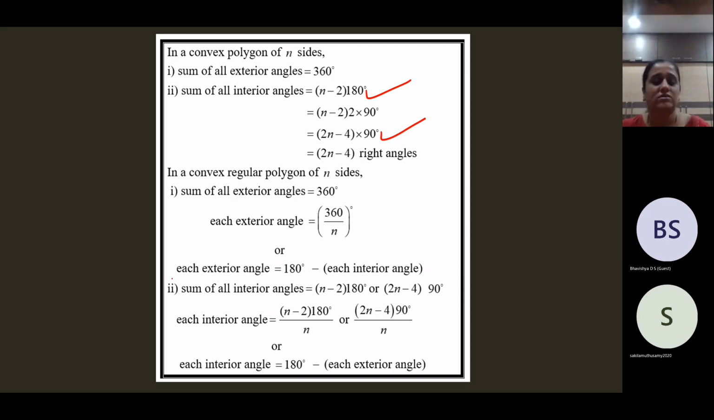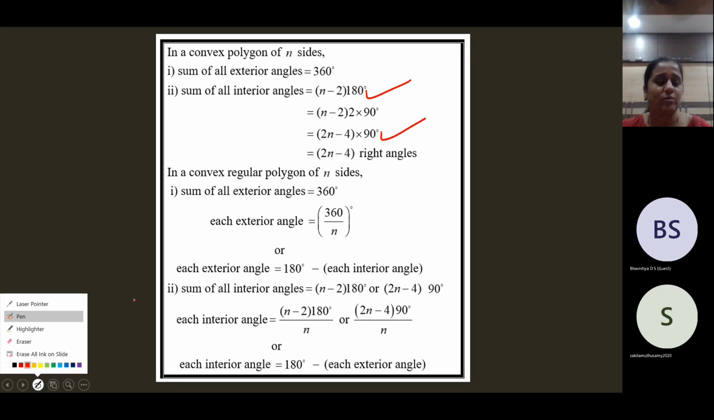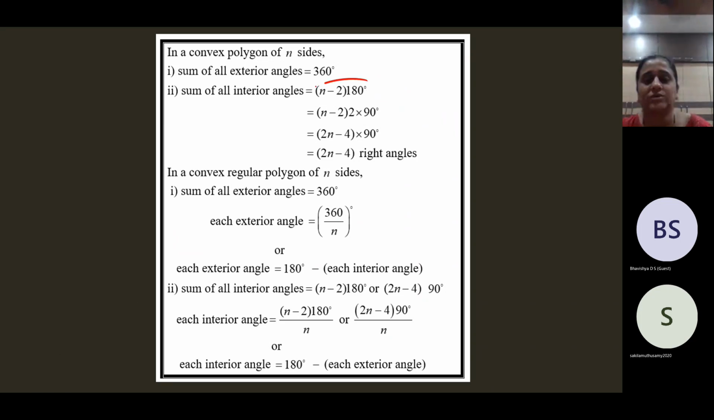These are the two formulae. This one or this one. You can remember this, or you can say 2n minus 4 into 90. Now remember this carefully. If it's a convex polygon with n sides, the sum of all the exterior angles is always 360 degrees. The sum of all the interior angles is equal to n minus 2, number of sides minus 2, so many triangles are formed, into 180, or 2n minus 4 into 90. So this is one part.